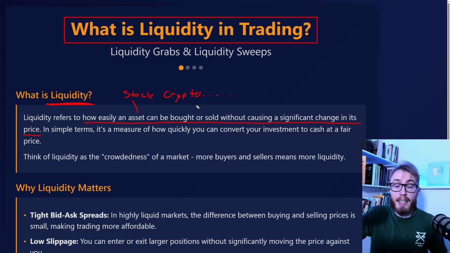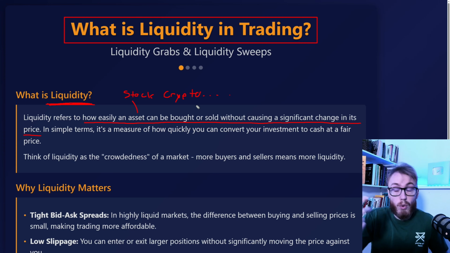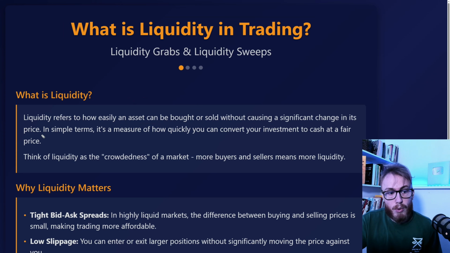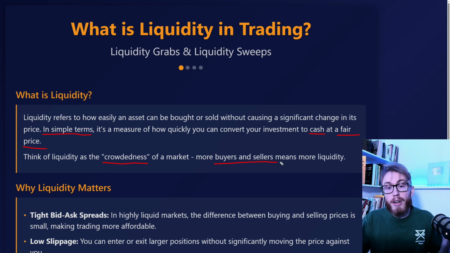Think of things like, for example, Bitcoin or a large stock or a common Forex pair. You can easily buy and sell that. So in simple terms, it's a measure of how quickly you can convert your investment to cash at a fair price. So you can basically think of liquidity as the crowdedness of the market. The more buyers and sellers we have, the more liquidity.